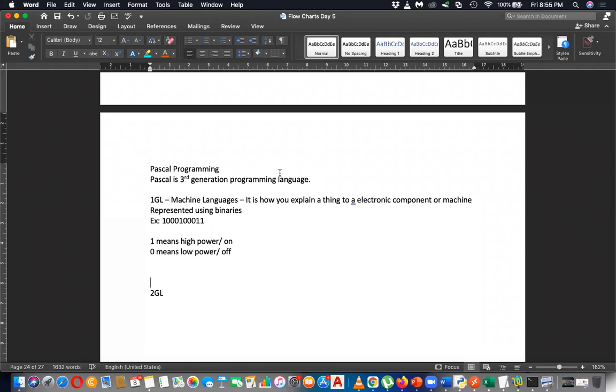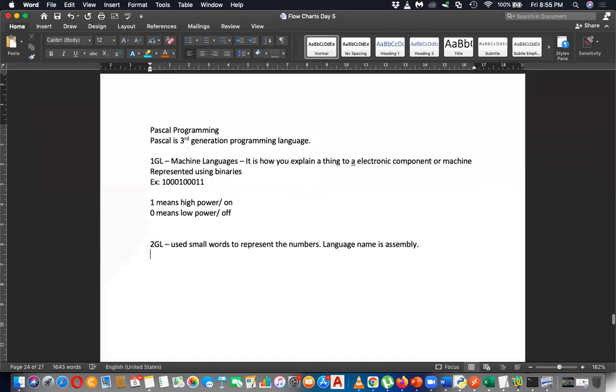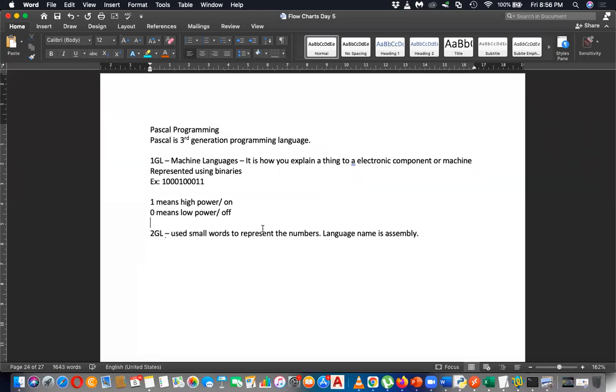So the second generation language used small words to represent the numbers. Language name is assembly. First generation, machine language. The second generation is assembly.